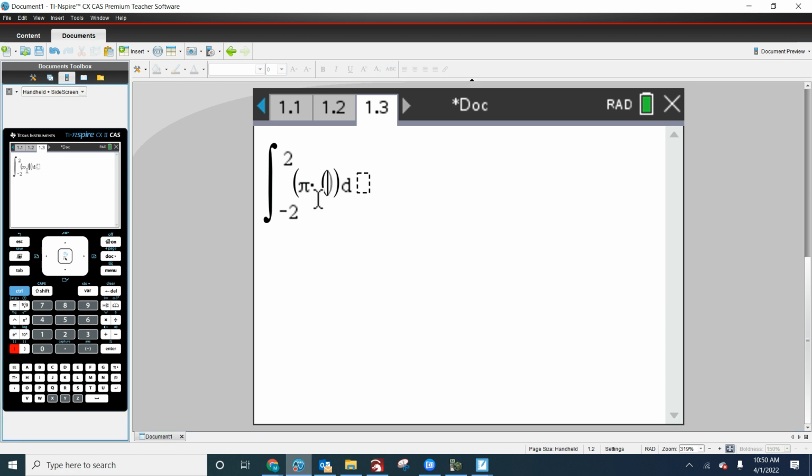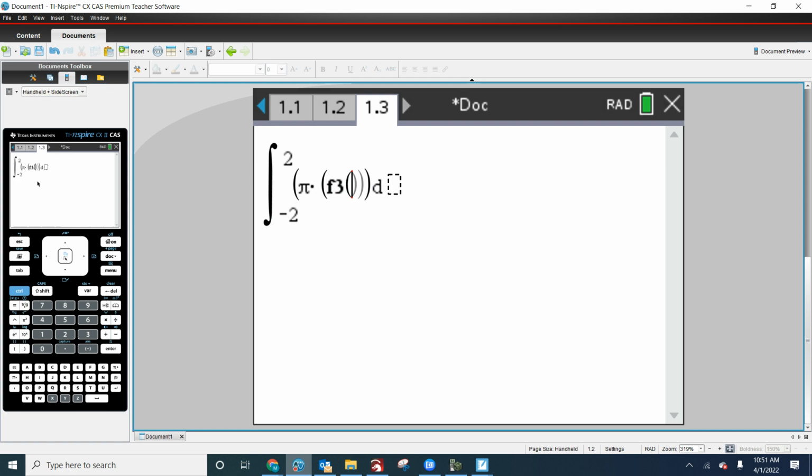Pi times. My r is the function, right? And it was called F3 in my calculator. So I'm gonna go to variables. I'm gonna go F3 of x because I'm too lazy to type it in again. Now here's the tricky part. I'm warning you. It's tricky. You got to find out where to put the square. There's so many parentheses in these calculators.